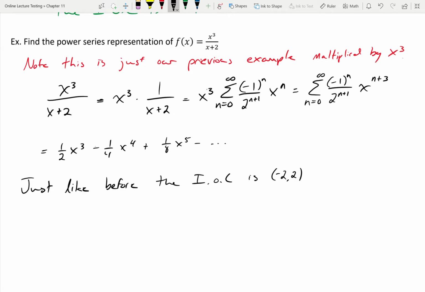And again, you can verify this. If you want a little bit of extra practice, you can verify this using geometric series properties or the ratio test, and you'll get the same result. So that's the cool thing with this one.